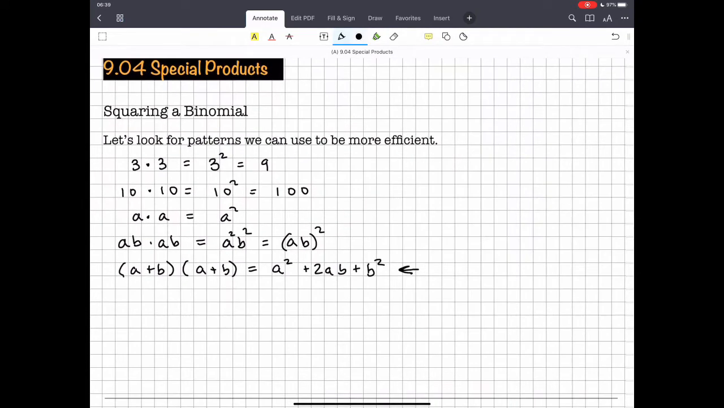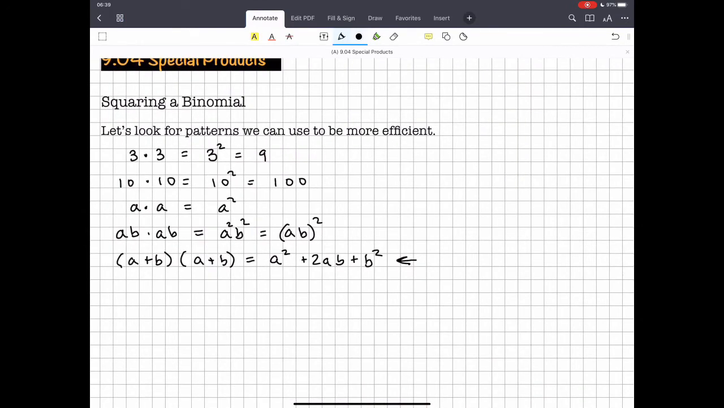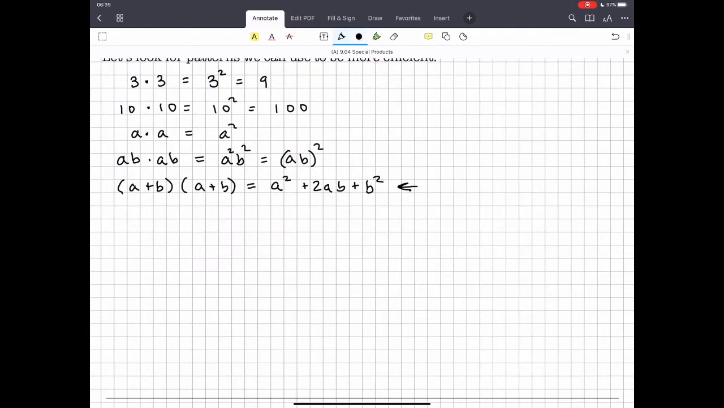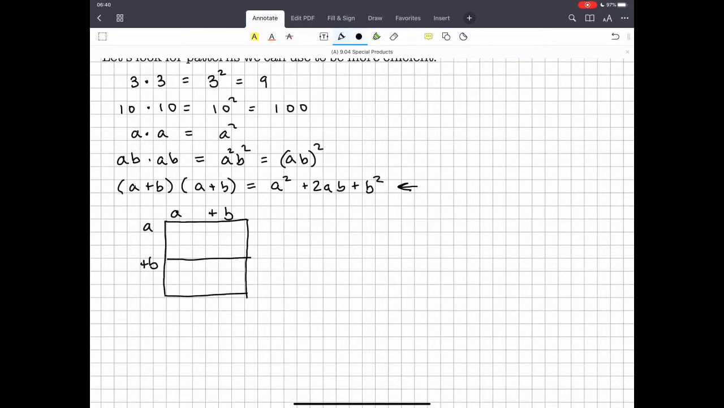Where does that come from? We'll be able to skip straight to this once we see why this works. So let's look at how I get a squared plus 2ab plus b squared. I'm going to use the area model or table for this. So a plus b, a plus b. This is my preferred way of multiplying polynomials.